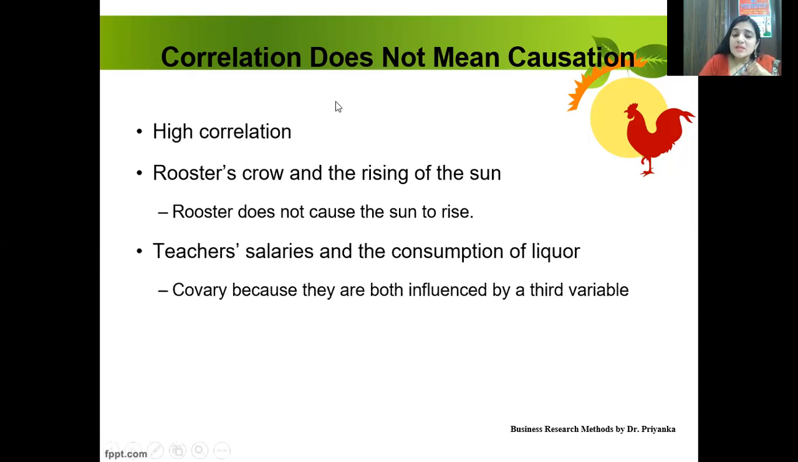For example, teachers' salaries and consumption of liquor. This has no meaning with each other, right? They covary because they are both influenced by a third variable. Sometimes there is a third variable which is causing the same thing. For example, roosters crow and the rising of the sun. These two things are happening because morning has come, right? There is some third variable which is affecting both of them.